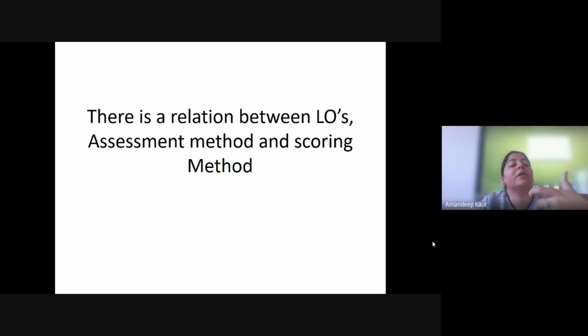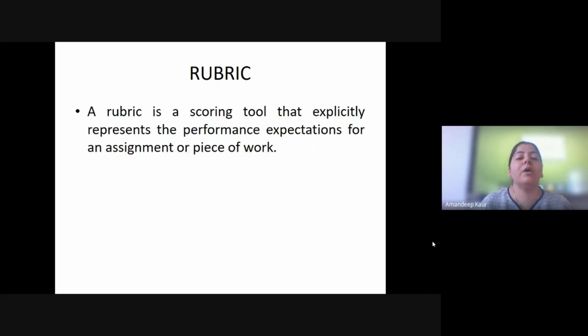So whatever your learning outcome is, the teacher is going to follow that assessment strategy, and based on the assessment method. So why we are selecting XYZ assessment method? Because we are preparing our students for final examination or final scoring method. So now comes to the rubric.